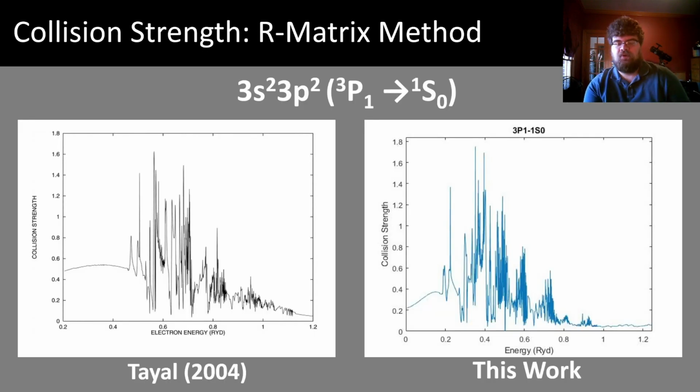I mentioned that when we're modeling electron impact excitation, we first calculate what are called collision strengths and then process them into effective collision strengths. So I'll spend a little bit of time describing what I mean and why we do that.